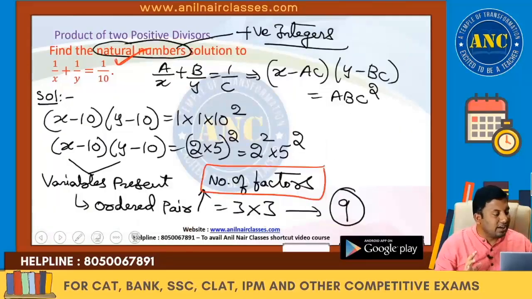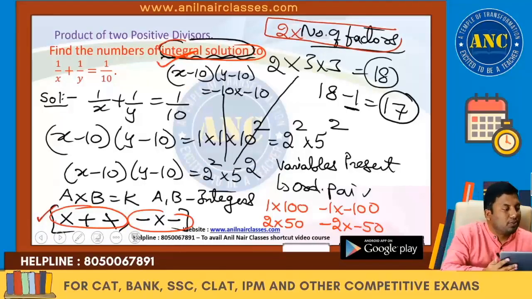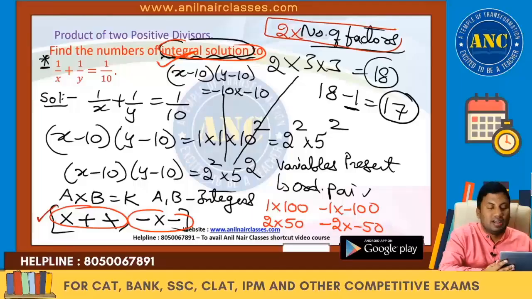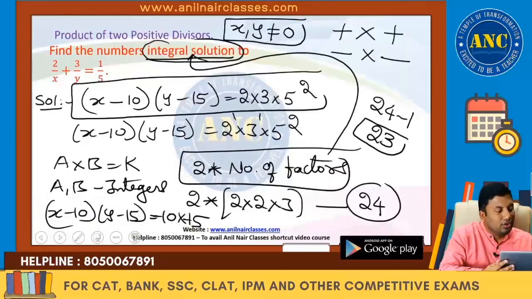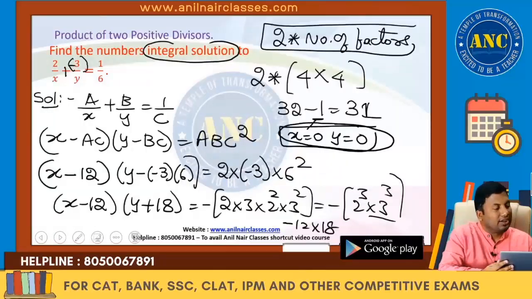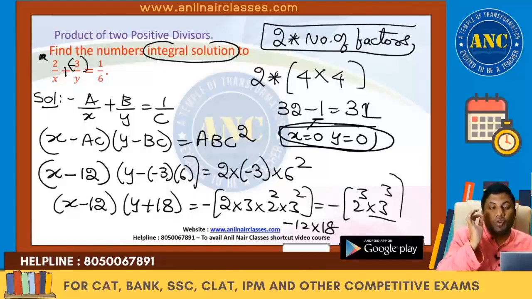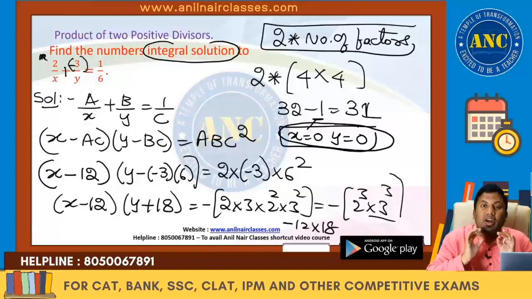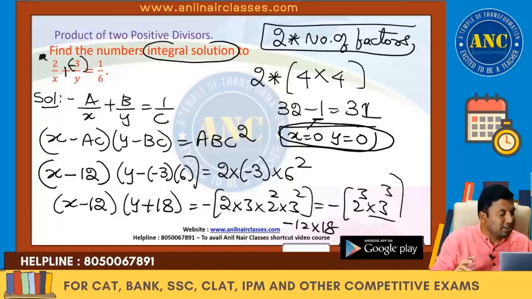I hope it is clear, right? So this question, please put a star mark. You might make a mistake and say the answer is 18, but the answer is 17. This question also, the answer is not 24, but it is 23. The answer is not 32, but it is 31. Remember, whenever the question is about integral solutions, the denominator cannot be 0. If the denominator is 0, it becomes undefined. I hope it is clear. Next one.